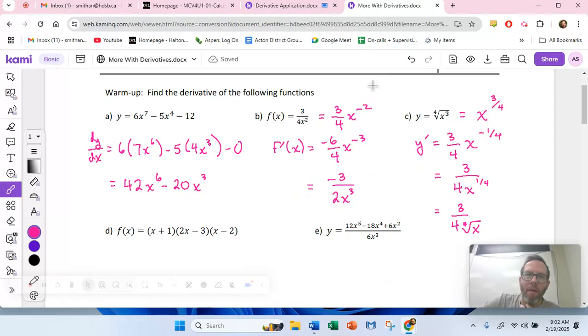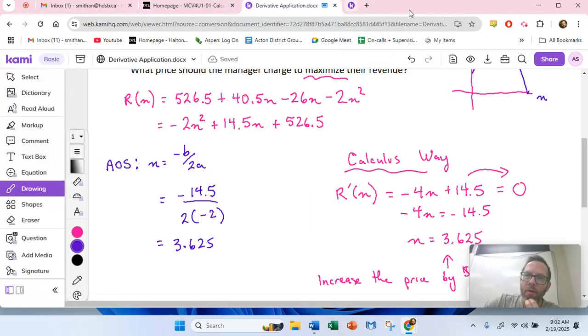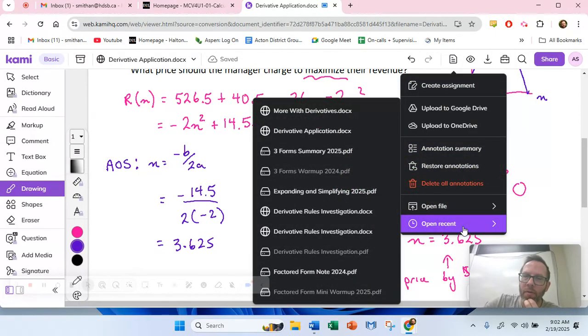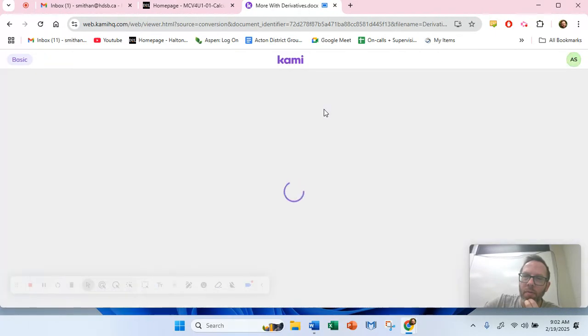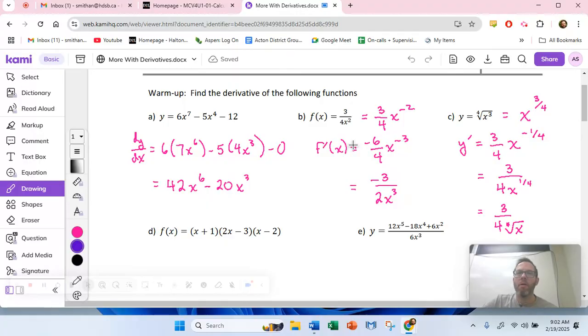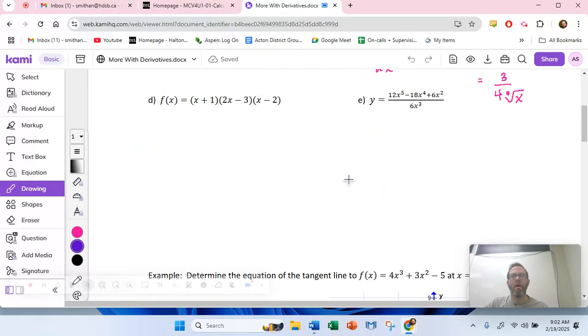Now I'm just going to open this guy up in a different tab because I'm paranoid it's not recording this tab. So we're going to open recent. Okay. All right, we got a little exercise in expanding to do. Just got to get down to it, I guess.